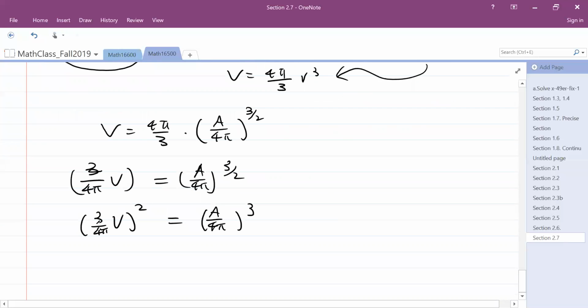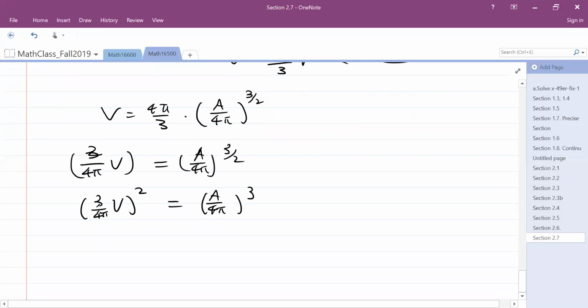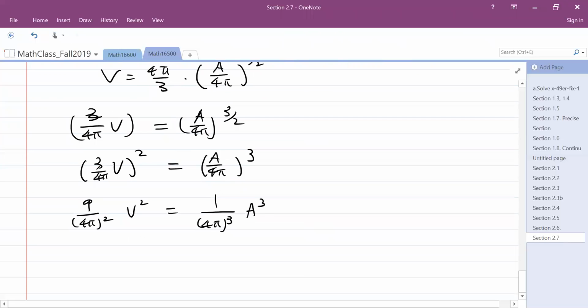Okay, you square it. So that's the relationship between volume and surface area. Now, if you don't want to keep the constant, this will be cube, right? So that will be 9, 4 pi square, V square, and 1 over 4 pi cube, A cube. So I can multiply both sides.